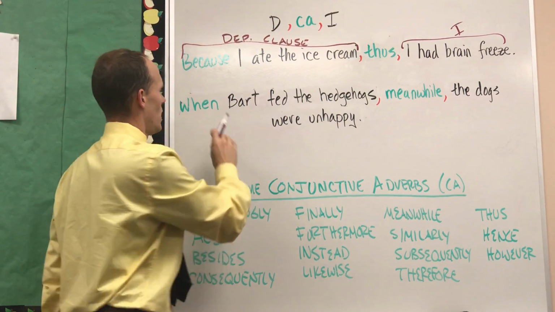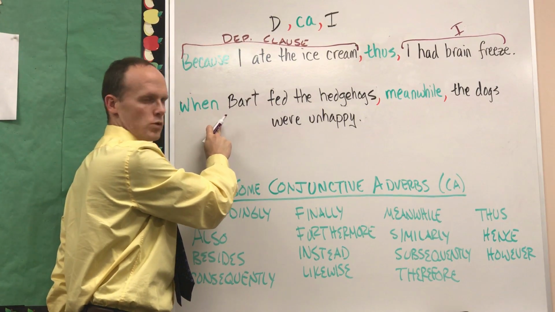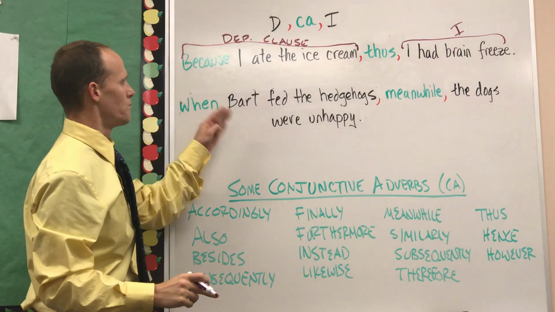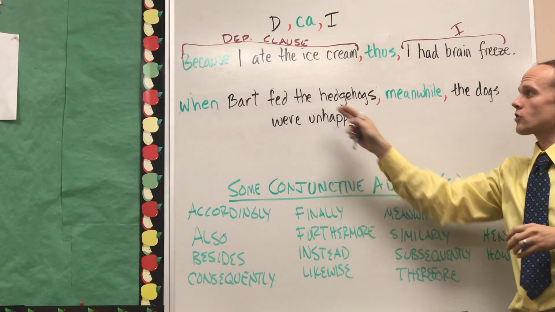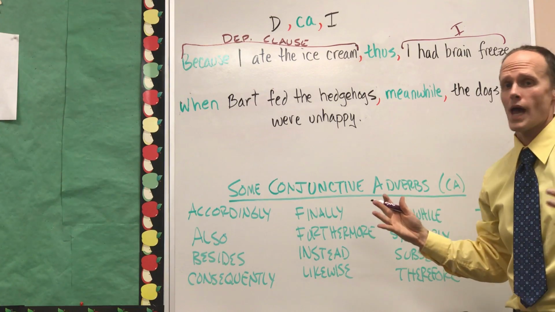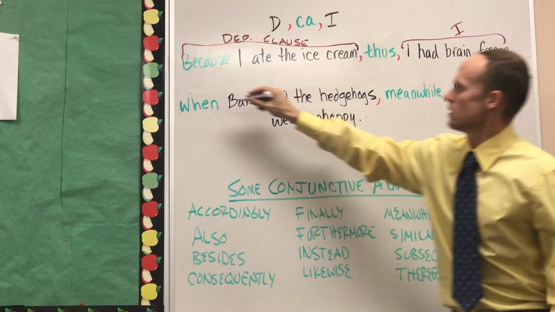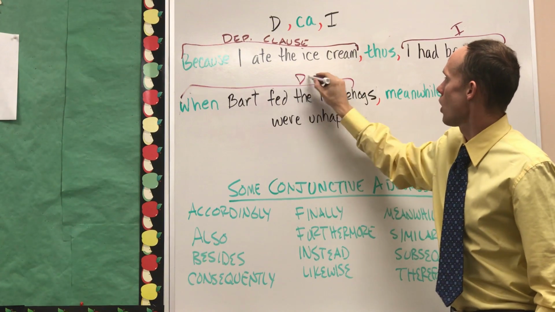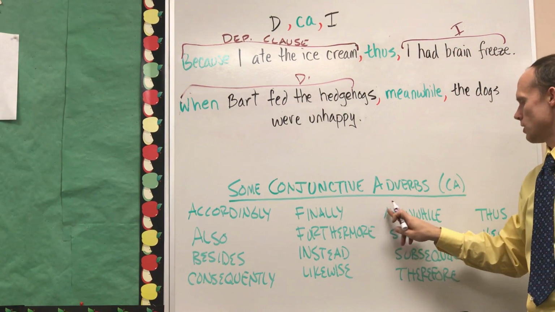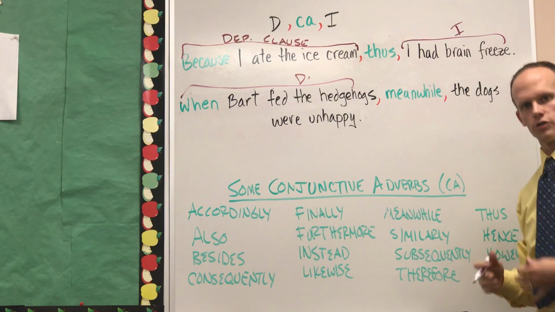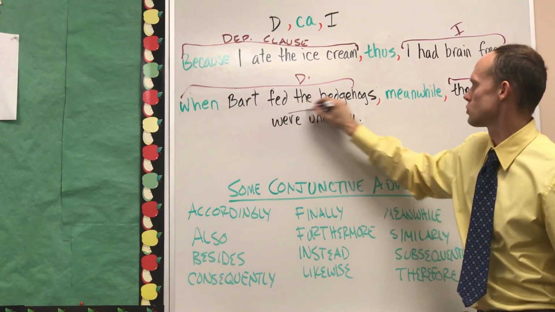Poor Bowser, oh well. All right, when is a subordinating conjunction. Once I start that out, when Bart fed the hedgehogs, if I cover everything up right there, that creates an incomplete thought. We don't know what happened. We want to know. Meanwhile, the dogs were unhappy. Again, this is my dependent clause. The commas surround my transitional device, my conjunctive adverb, followed by the dogs were unhappy.